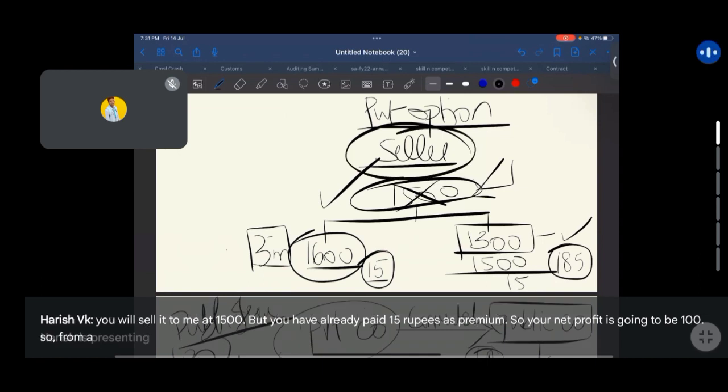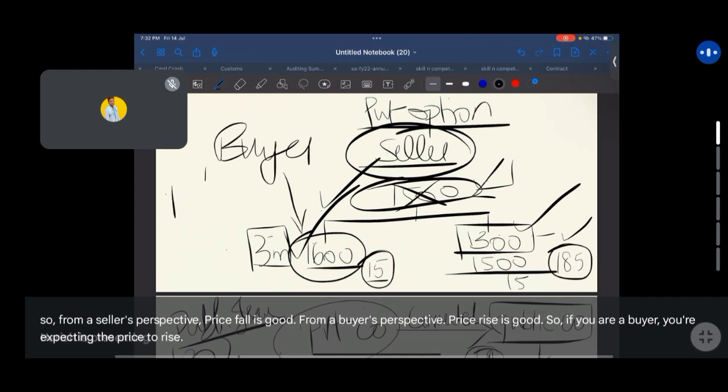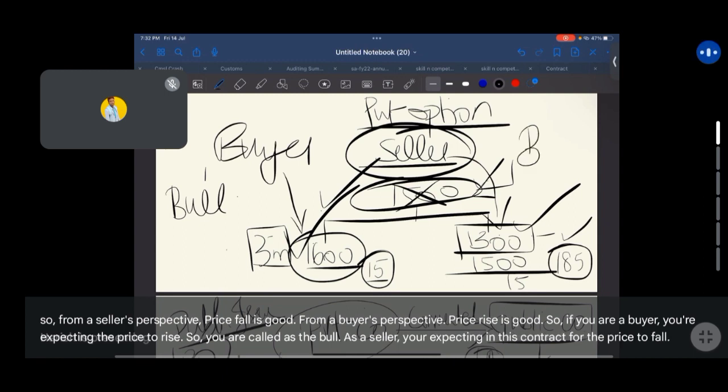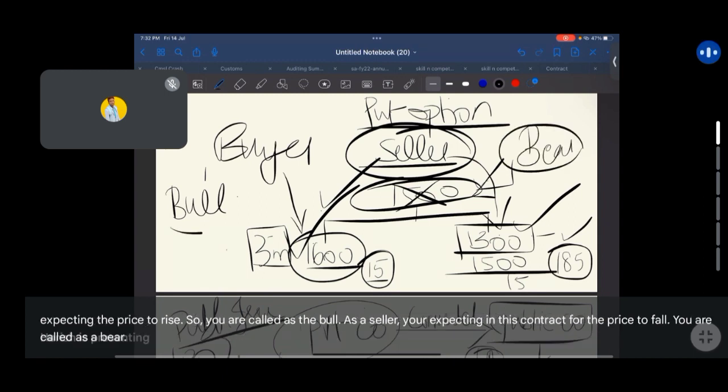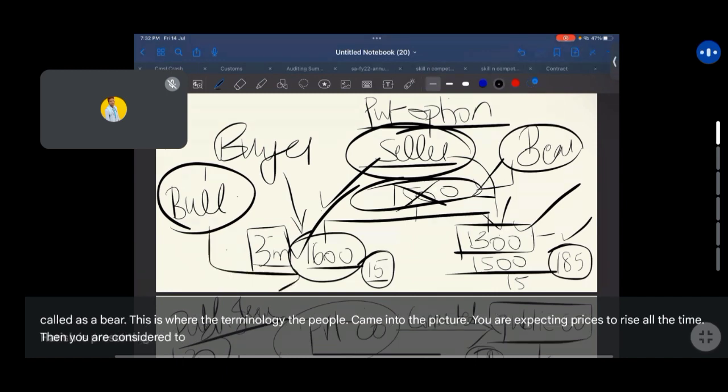So from a seller's perspective, price fall is good. From a buyer's perspective, price rise is good. So if you're a buyer, you're expecting the price to rise, so you are called the bull. As a seller, you're expecting in this contract for the price to fall. You are called a bear. This is where the terminology, the big bull, came into the picture. You're expecting prices to rise all the time, then you are considered to be a bull. Are we clear with these terminologies?